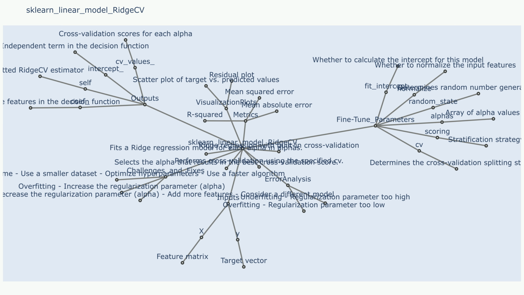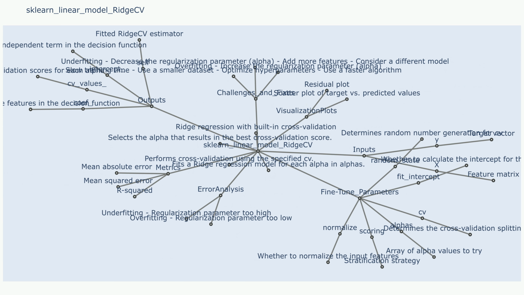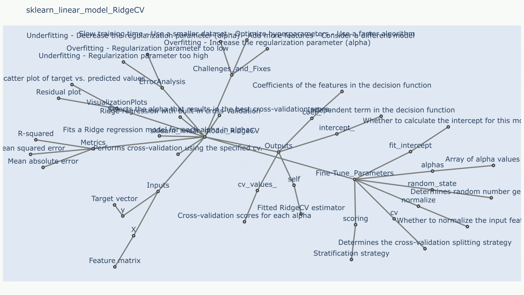Fine-tune parameters: alphas: fine-tune the range of alpha values to explore the regularization strength that leads to optimal performance. CV: adjust the number of folds for cross-validation to balance the trade-off between computation time and model generalization. Uncertainty methods: bootstrap resampling: resample the data with replacement and refit the RidgeCV model multiple times to obtain a distribution of coefficients and predictions. Bayesian methods integrate over the uncertainty of the model parameters to obtain credible intervals for predictions.